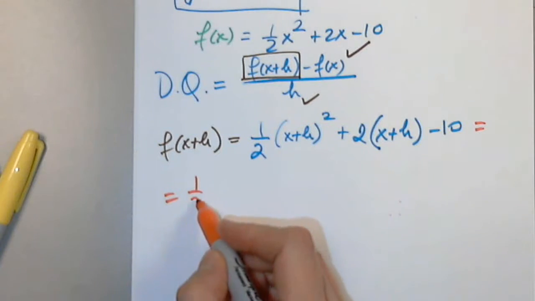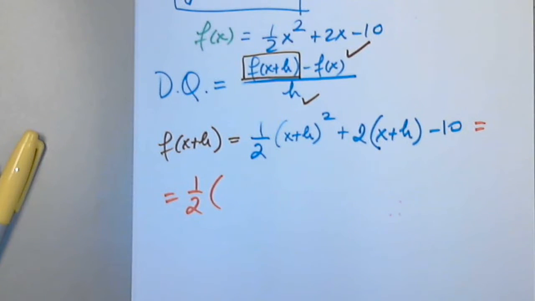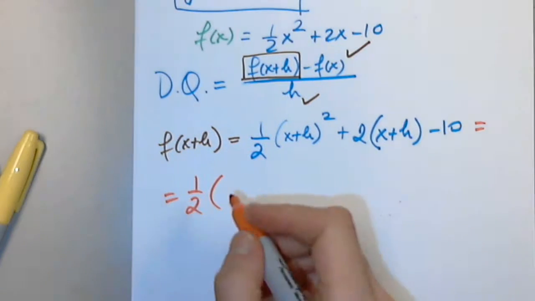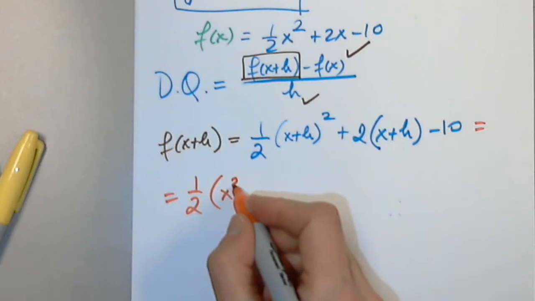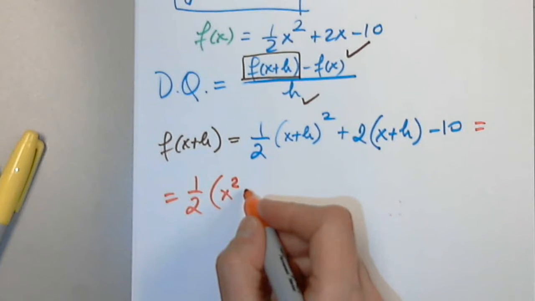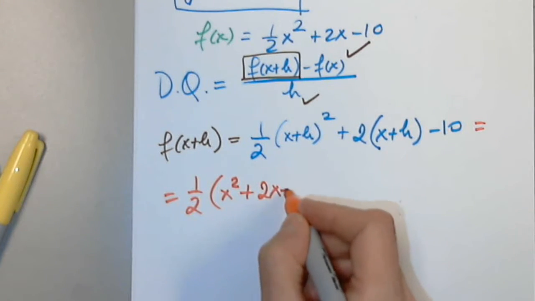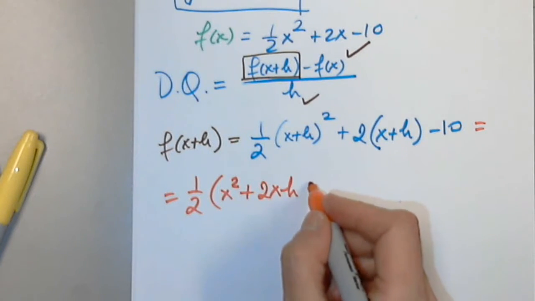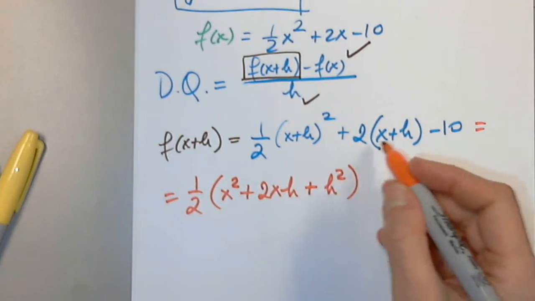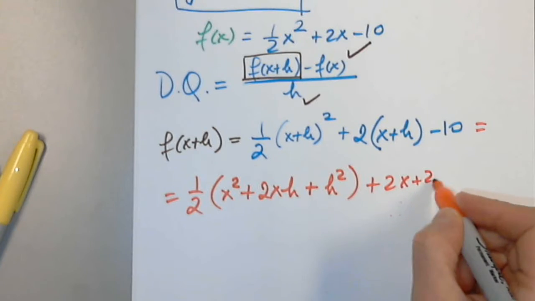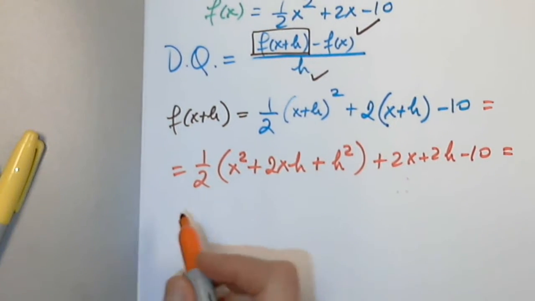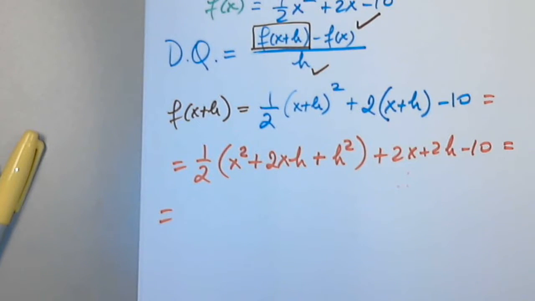I copy 1/2. What do I have in parentheses? X squared plus 2xh plus h squared. Very good. Here I can distribute: plus 2x plus 2h minus 10. Now, only now I distribute 1/2.